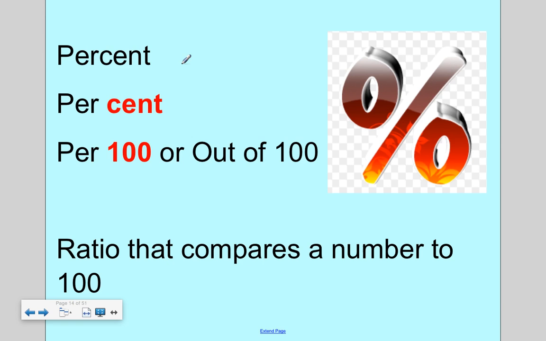This is a very quick lesson over percent. So what is a percent? Well, it's represented by this symbol right here. Percent means per cent. How many cents go into a dollar? 100 cents. So it means per 100 or out of 100. It's a ratio that compares a number to 100.